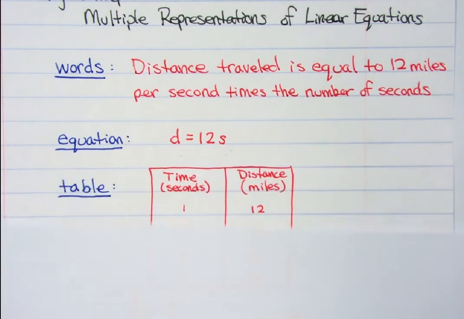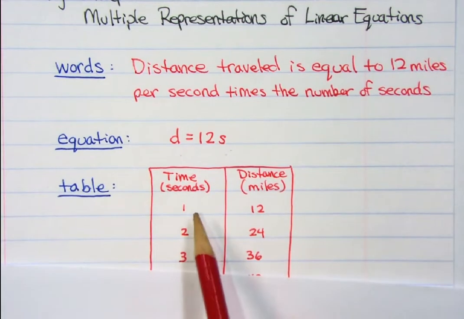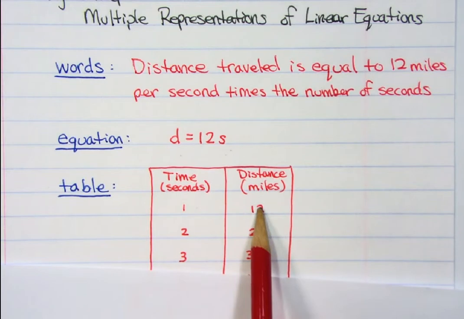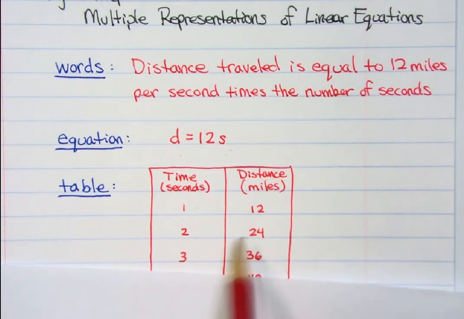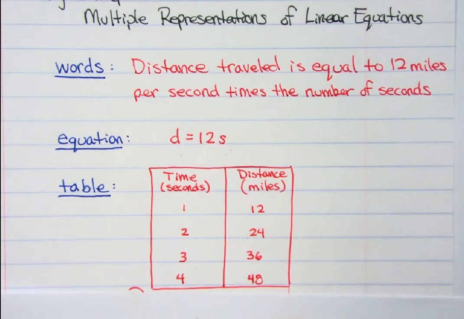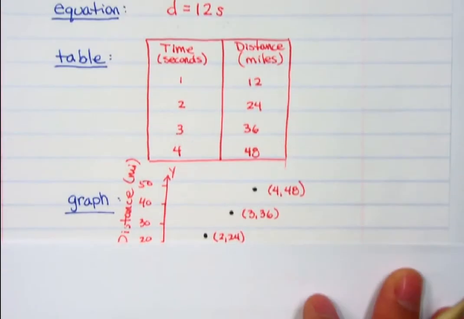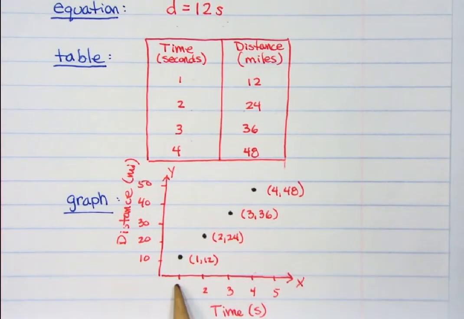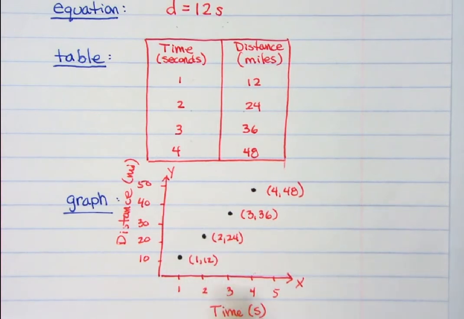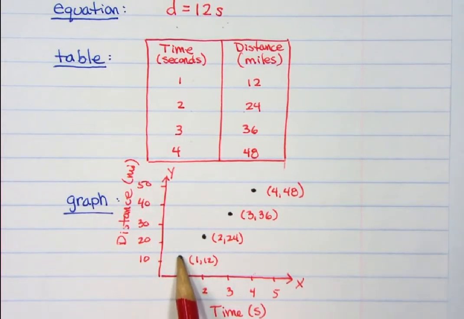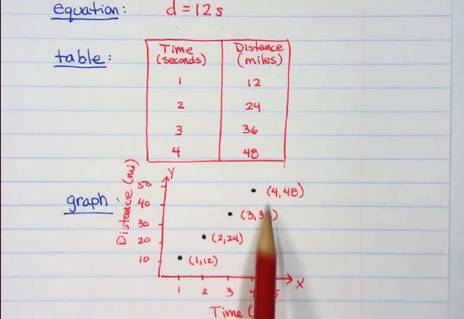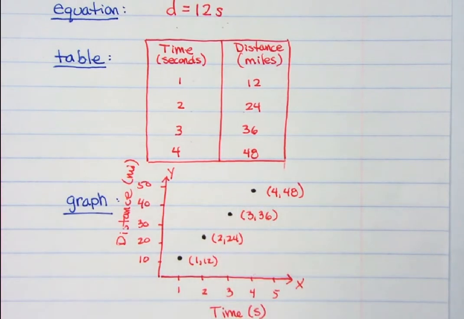The next one would be a table. I can make a table: in 1 second, times it by 12, I get 12 miles. 2 seconds, 24 miles. 3 seconds, 36 miles. 4 seconds, 48, and so on. It keeps going. The last representation that we're going to talk about is graphing it. Once I have a table, I can just plot my points. I make a little table. Time goes this way, and distance is going up. So as I show here, 1 second is 12, 2 is 24, 3 is 36, 4 is 48. I can represent that in 4 different ways.